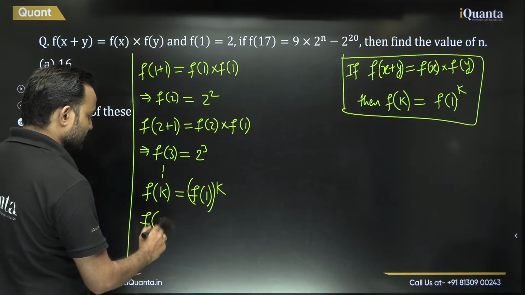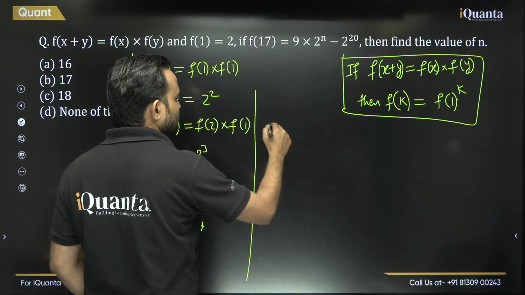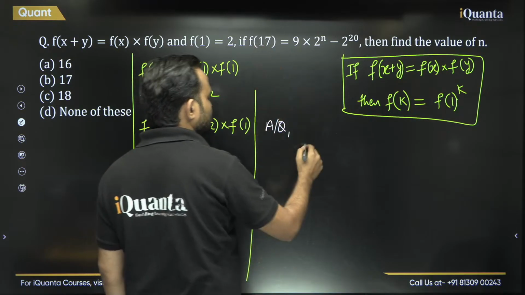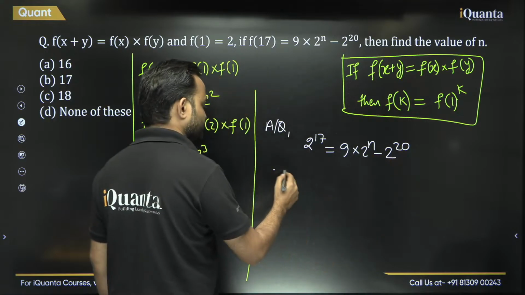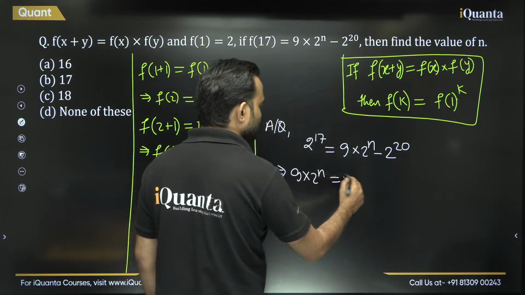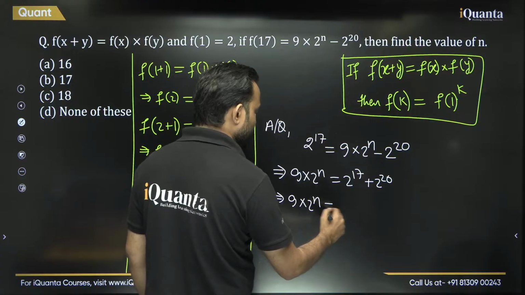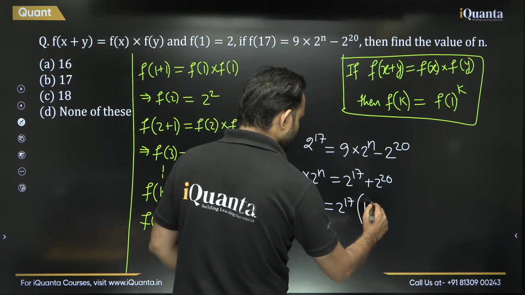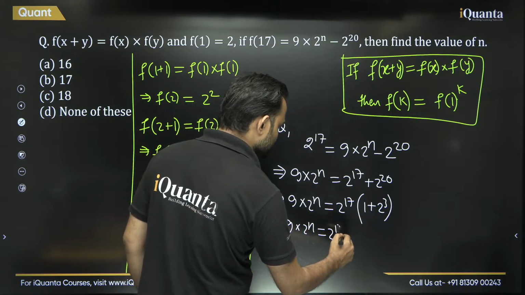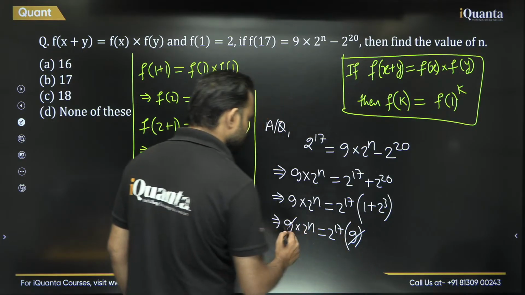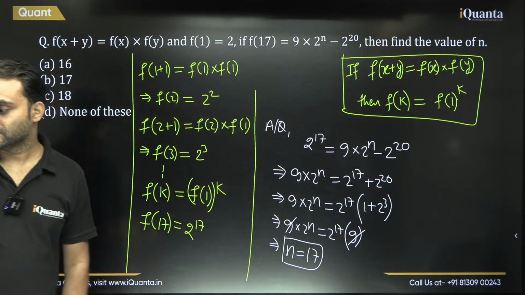So what will be f(17)? You can remember this result, this will be 2 to the power 17. So according to the question, f(17), which is 2 to the power 17, is equal to 9 into 2 to the power n minus 2 to the power 20, or 9 into 2 to the power n is equal to 2 to the power 17 plus 2 to the power 20, or 9 into 2 to the power n is equal to 2 to the power 17 into (1 plus 2 cube), or 9 into 2 to the power n is equal to 2 to the power 17 into this, which as well is nothing but 9. 9 cancelled, and we get n is equal to 17. ठीक है? So that's your answer.